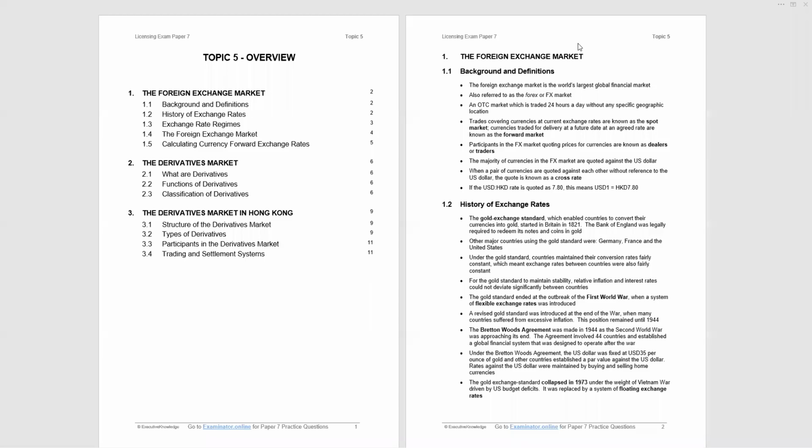Welcome to the short executive knowledge lecture on topic 5, paper 7 of the SFC licensing exams. This topic covers the foreign exchange and derivatives markets, and we'll be looking at just that: the foreign exchange market and certain aspects of it, the derivatives market generally, and then the derivatives market in Hong Kong.